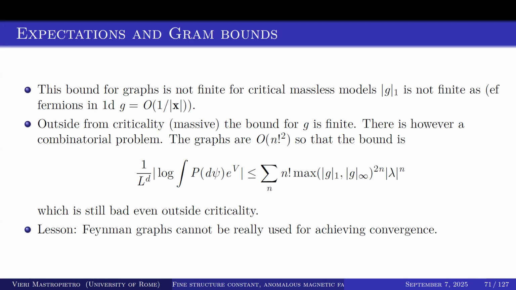Okay, so what do you mean? Typically, for example in one dimension, the propagator is 1 over x. Now in coordinate space, the divergence of the propagator at x equal to 0 is the ultraviolet divergence. And the behavior for large x is the infrared behavior. So for example, typically you have something like 1 over x in one dimension. So G1 is infinite, but also G infinity is infinite.